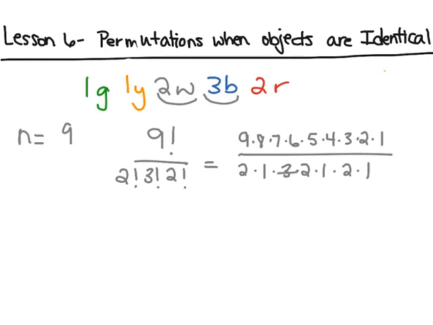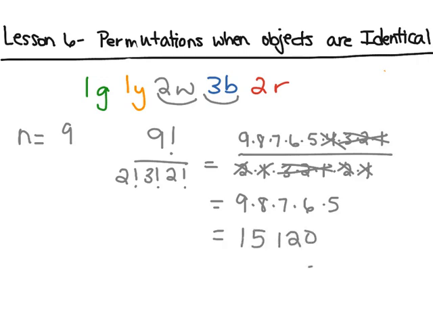So we know that the 3 times 2 times 1 will cancel this out. The 1s don't really matter. And 2 times 2 is 4. So we are left with 9 times 8 times 7 times 6 times 5, which is 15,120. So that is how many arrangements are possible with these 9 flags, which is much less than if you could just do 9 factorial.